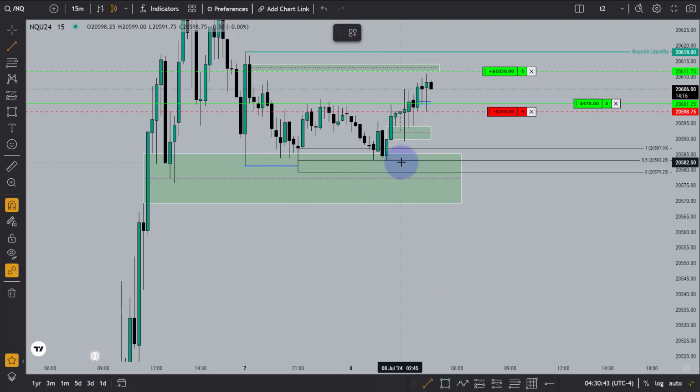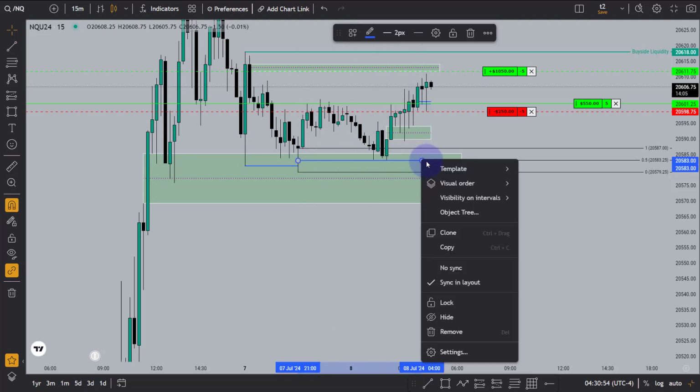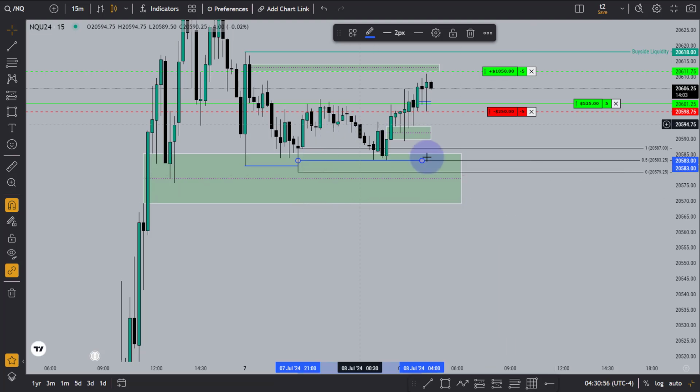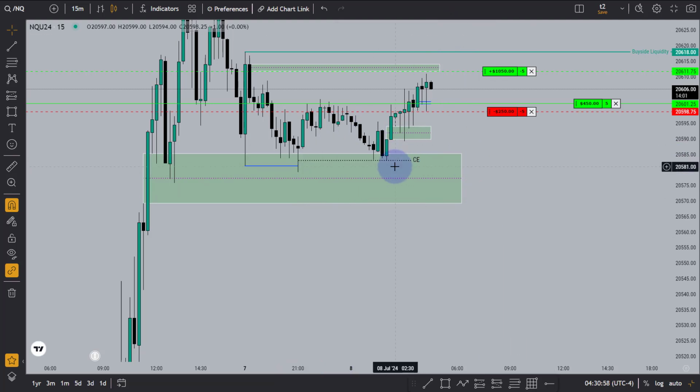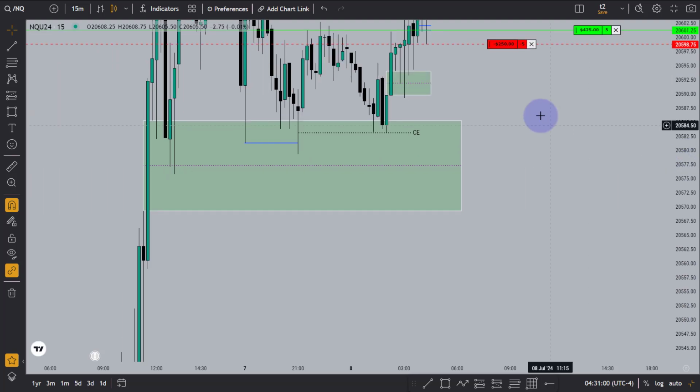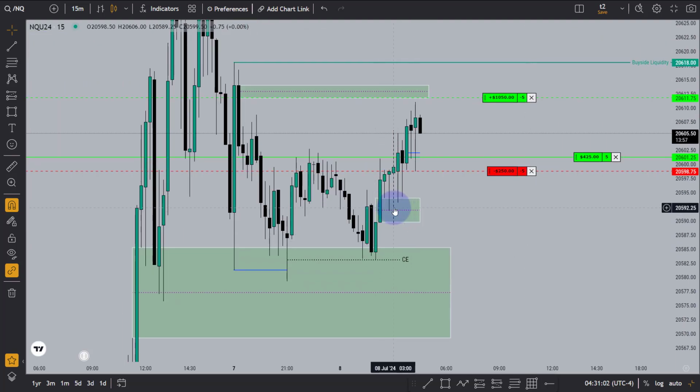So let me mark the CE first so that I can remove that fib over there after marking this CE. Okay. So you saw the market has tapped to this CE perfectly. After tapping to that CE, the market went higher. Perfectly, it went higher. When it went higher, it made this fair value gap, bullish fair value gap.